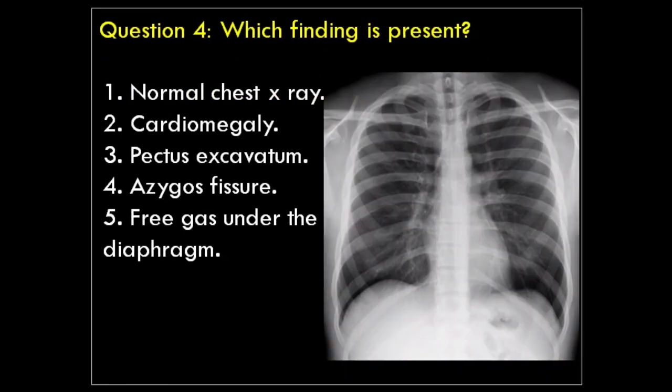Question 4. Which finding is present? 1. Normal chest X-ray. 2. Cardiomegaly. 3. Pectus excavatum. 4. Azygous fissure. 5. Free gas under the diaphragm.